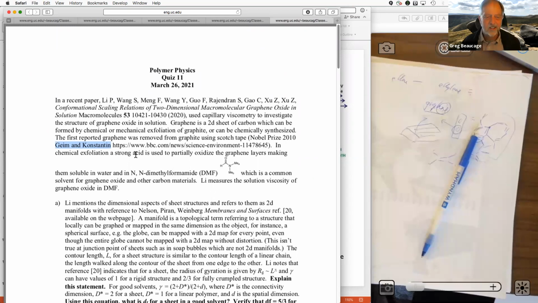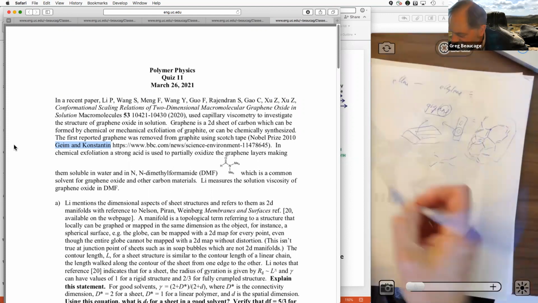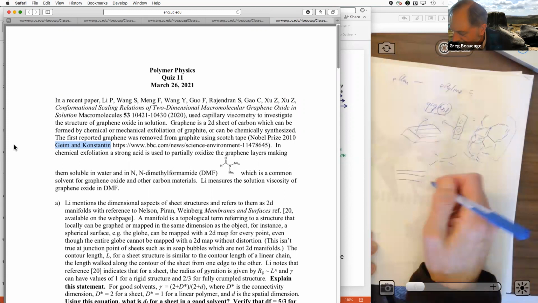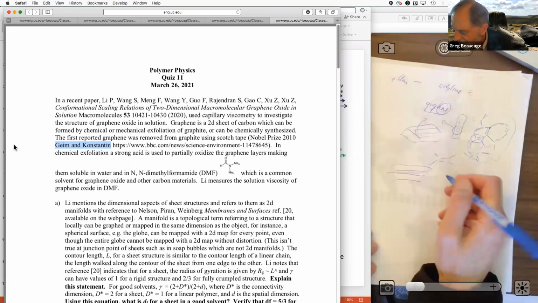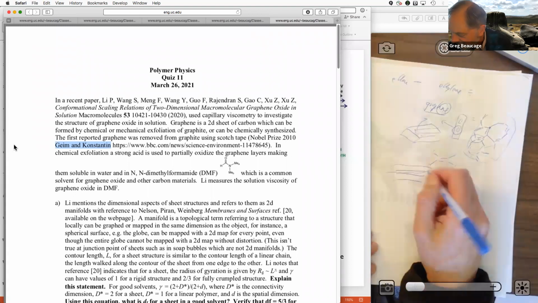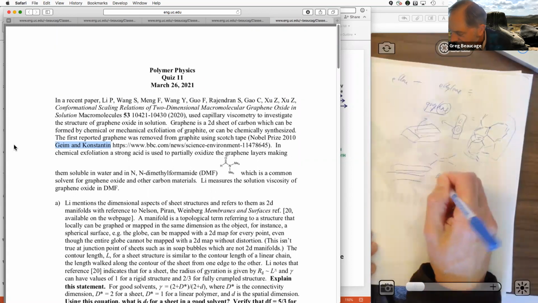Right, the Scotch tape wasn't a really good way to do it in terms of making large quantities, so other methods were come up with. Once they figured out that you could get these graphene sheets alone, then people looked at this process of taking a sheet structure and breaking it into individual sheets, which was known from clay. In clay it's called exfoliation.